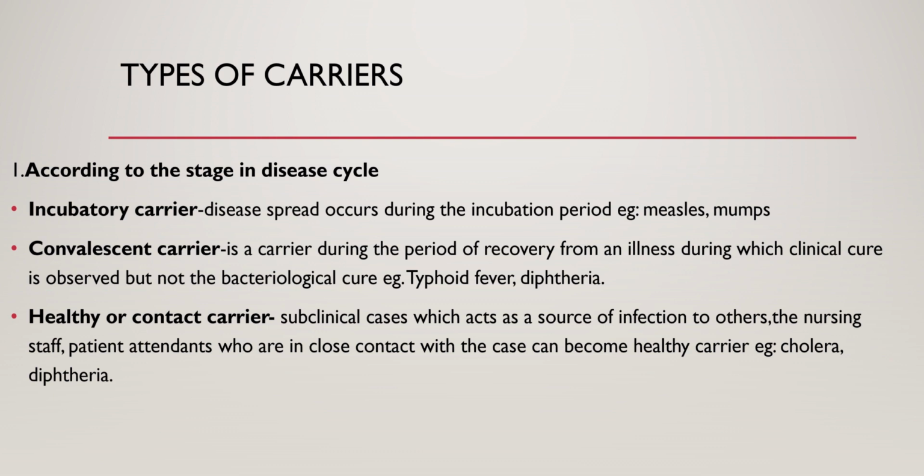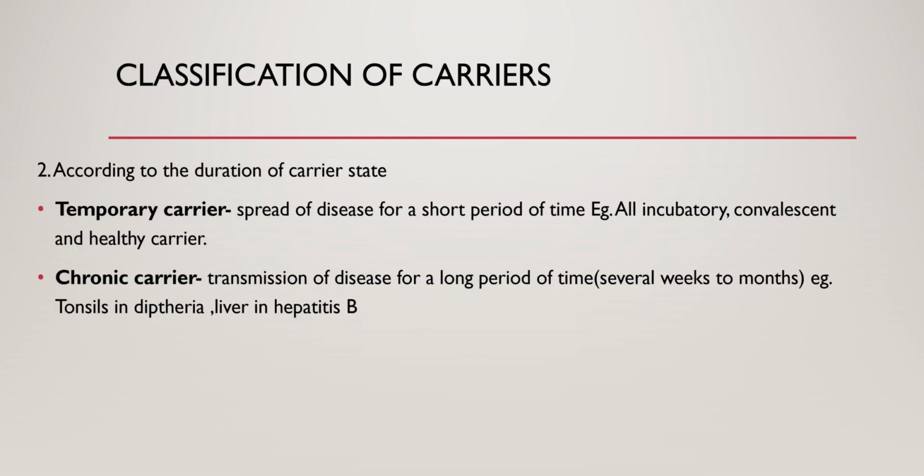Third is the healthy or contact carrier. These are subclinical cases which act as a source of infection to others. For example, the nursing staff and patient attendants who are in close contact with the case can become healthy carriers. Examples: cholera and diphtheria.